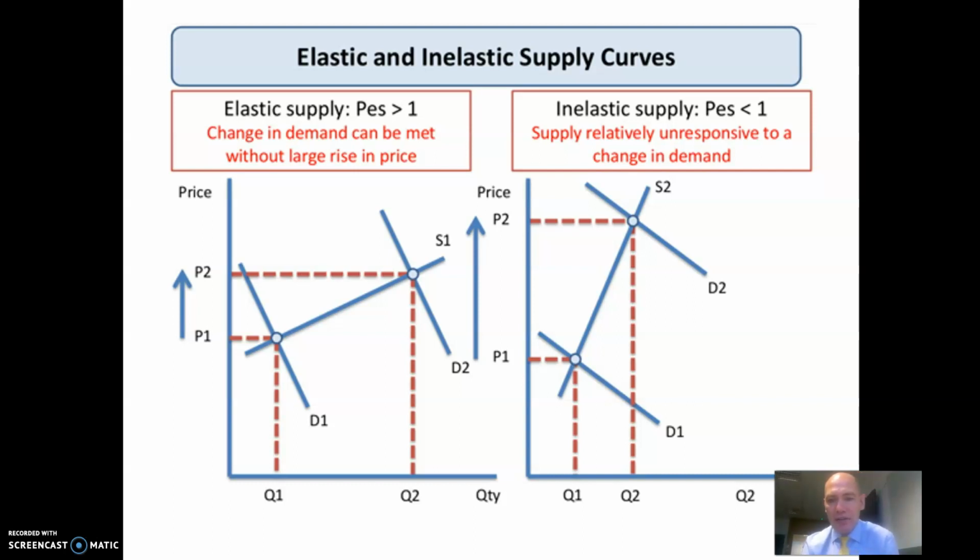On the right hand diagram, with inelastic supply, where we have that much steeper curve, have a look at what happens on this occasion. You have a big increase in demand again, but have a look at what happens this time. A significant increase in price from P1 to P2 is not matched by the same percentage change in quantity supplied. So as a result, supply is relatively unresponsive to that change in price, to that change in demand.